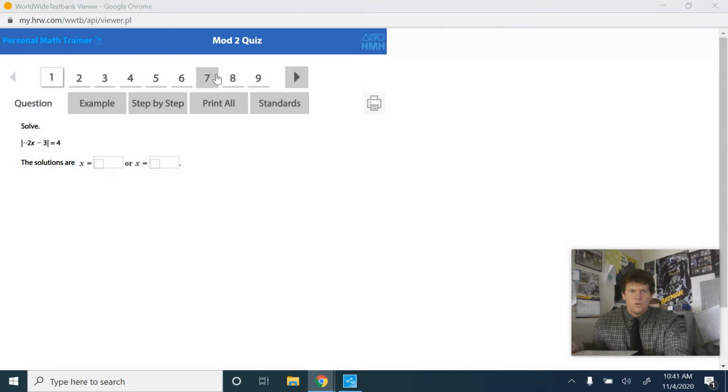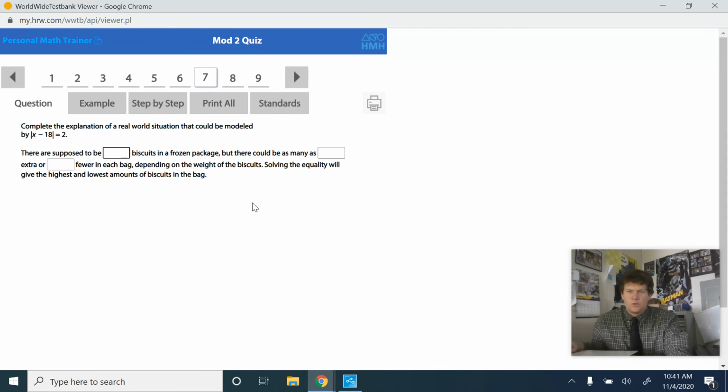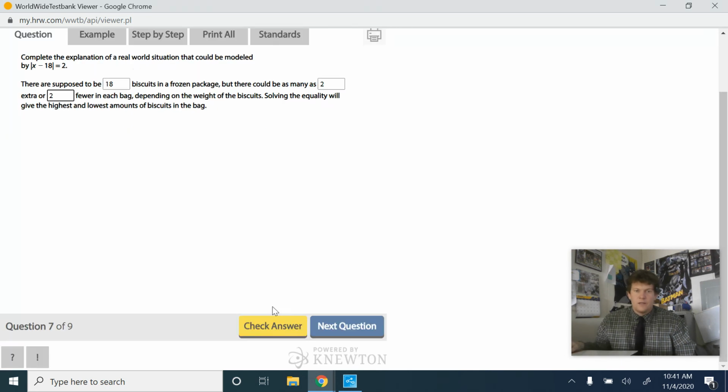So starting off, we have number 7, which was this word problem based off of this equation for absolute value. Now, this was a little tricky because the word problem's asking for specific things, but basically the number we had on the inside of our absolute value, that's the first box. And then the number we had on the outside, that's basically the error. Either I could be 2 above it or 2 below it. So it could be as many as 2 extra or 2 fewer than what we had in the bag.